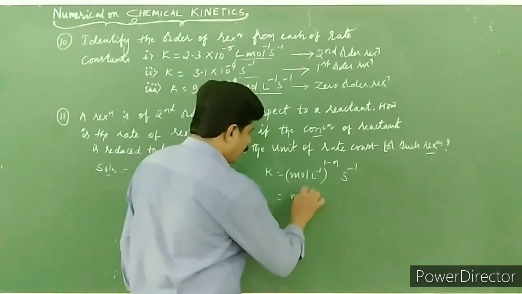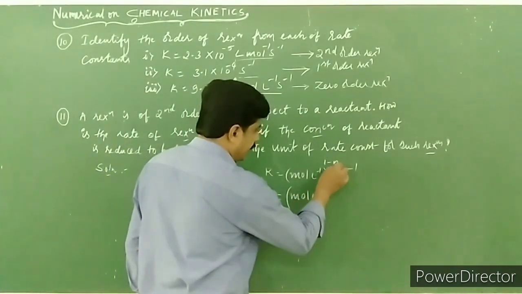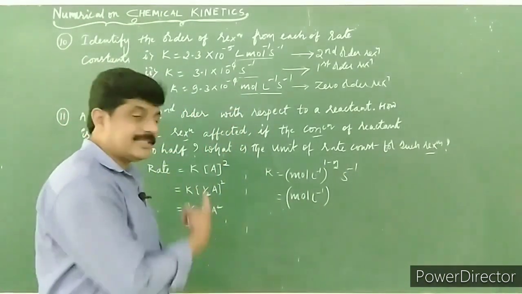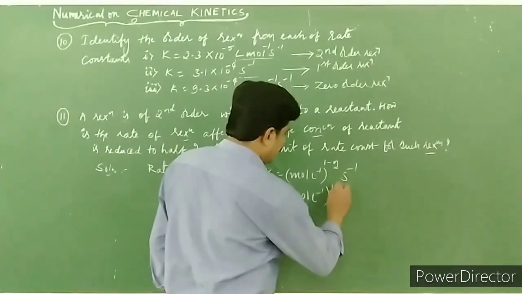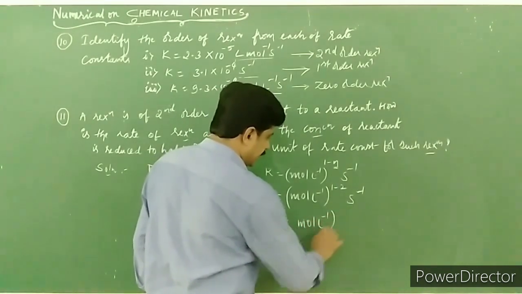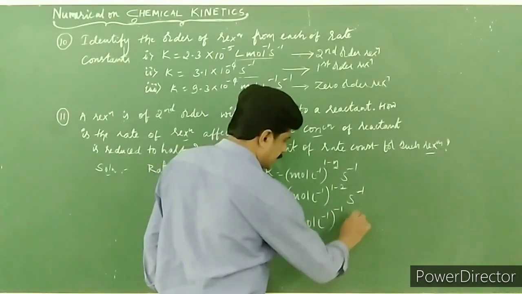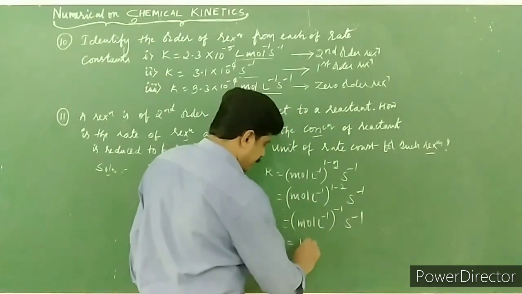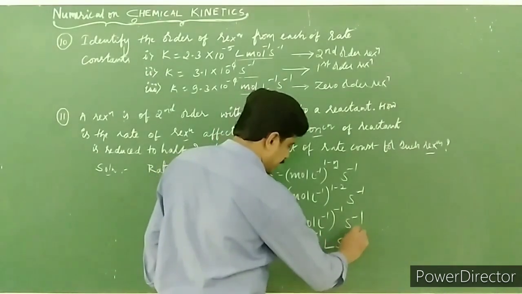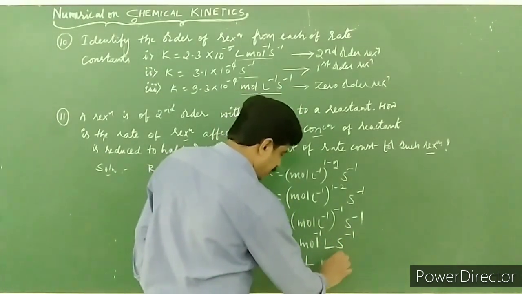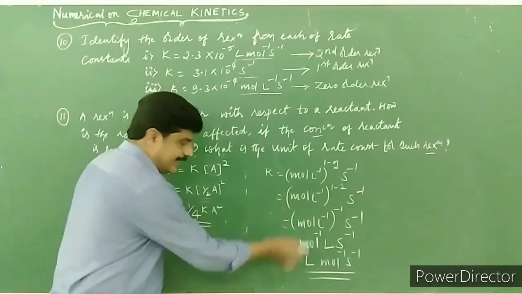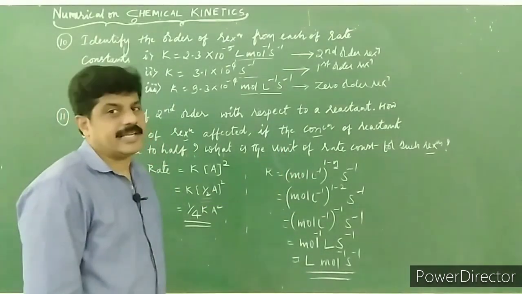Now mole per liter, and what is the n value here? It is 2. Why? Because it is a second order reaction. Now 1 minus 2 per second. So mole per liter to the power minus 1 per second. Look at here. Mole inverse, liter per second. Or you can write liter mole inverse second inverse. So this is what? The unit of rate constant for a second order reaction.